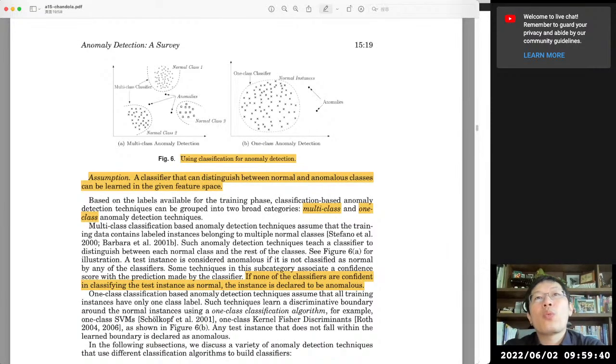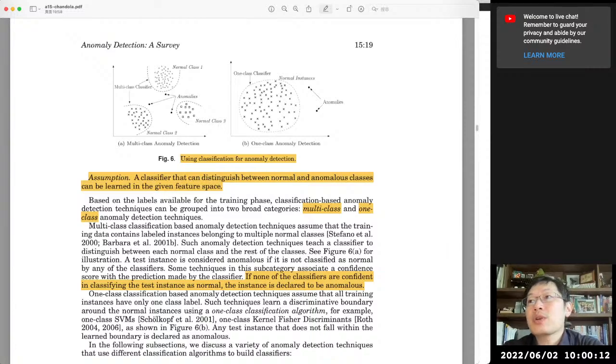The other approach is called one-class anomaly detection, where you collect a bunch of normal instances and draw a boundary around these normal instances. If there is any anomalous data point which is far away from the one-class classifier, you say, okay, that is not a normal data point. The figure you see right here is only 2-dimensional, right?